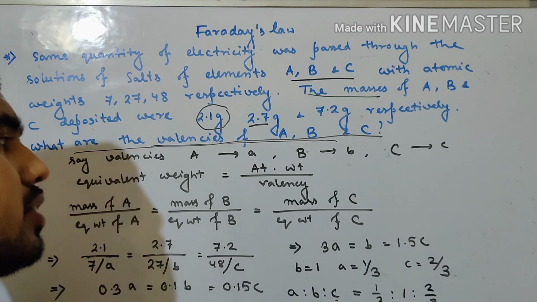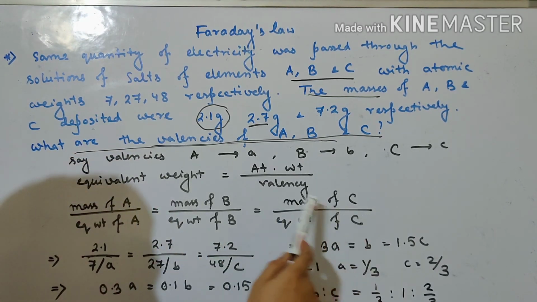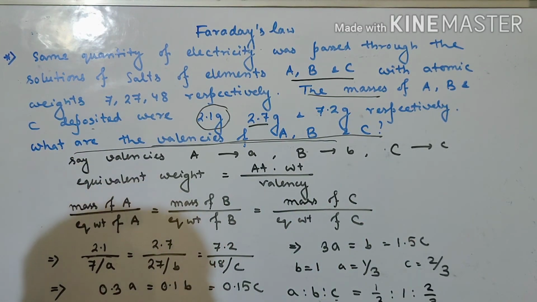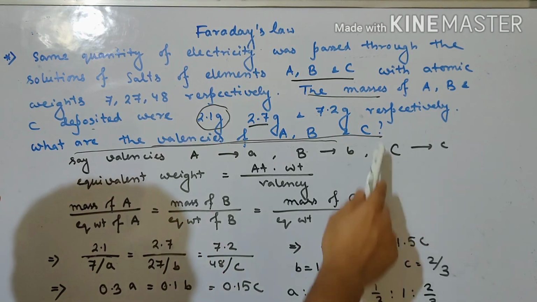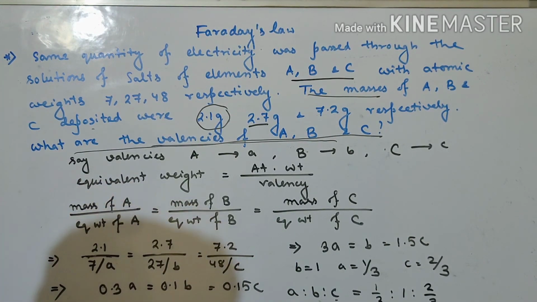Very good problem, I would say. We have just used Faraday's law. We have taken the valencies as small a, small b, small c. We have put the formula, we have simplified, and we have got the ratio of A, B and C. This is how this type of problem should be dealt with.